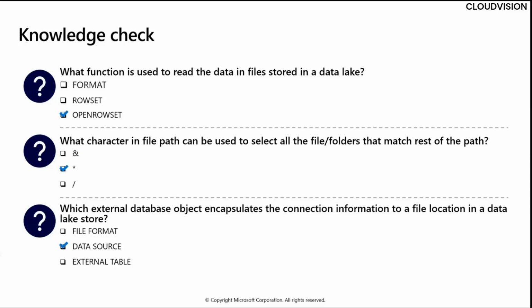So now let's have a quick knowledge check. What function is used to read the data in files stored in a data lake? Yes, that's correct. It's the OPENROWSET function. What character in a file path can be used to select all the files or folders that match the rest of the path? Yes, that is star. And which external database object encapsulates the connection information to a file location in a data lake store? Yes, that's correct.